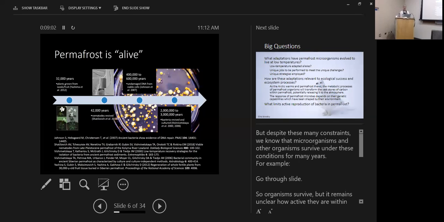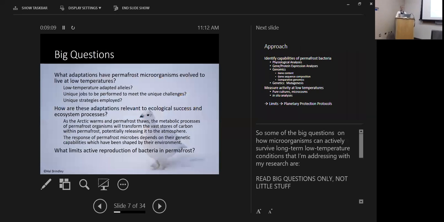So there are lots of constraints, but we know that microorganisms can survive. And one of the big questions that I'm working to address with my research is, what adaptations have permafrost microorganisms evolved to live at these low temperatures? Then how are these adaptations relevant to ecological success and ecosystem processes? Now, this second question is particularly important, considering that with global warming, the Arctic is warming at a higher rate than the rest of the planet, and a lot of permafrost is thawing right now.